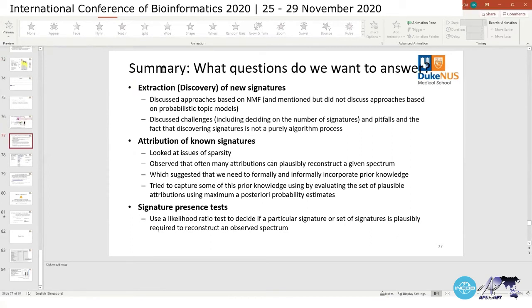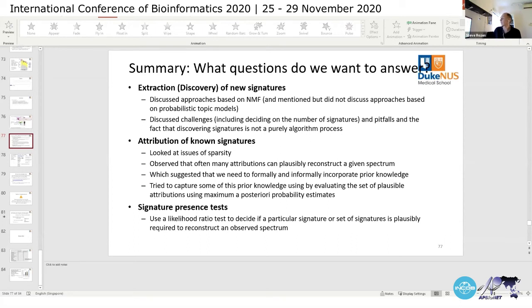Yes. Okay, good. So we looked at extraction and discovery of new signatures. We discussed approaches based on non-negative matrix factorization and mentioned, but did not discuss, approaches based on probabilistic topic models. We discussed the challenges, especially deciding on the number of signatures and the pitfalls, and the fact that discovering signatures is not a purely algorithmic process.